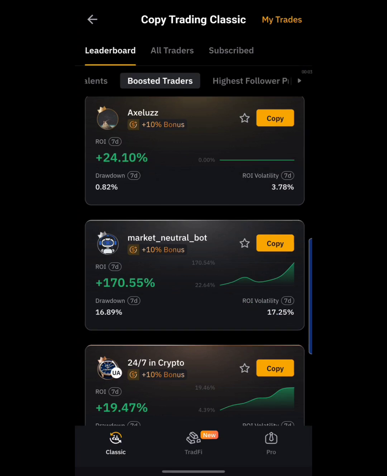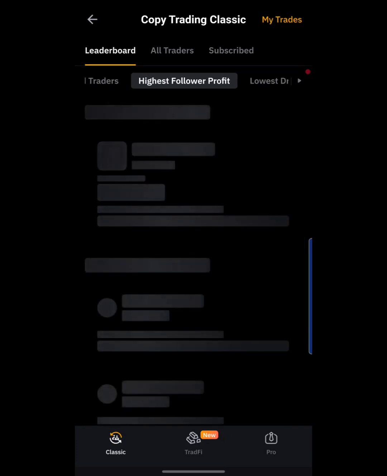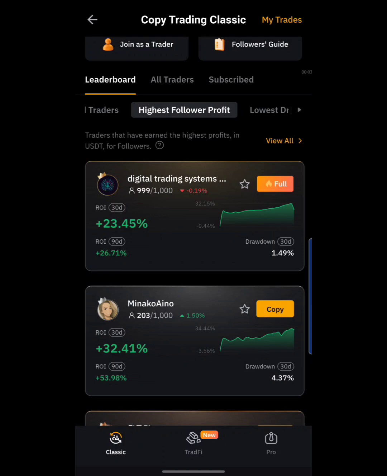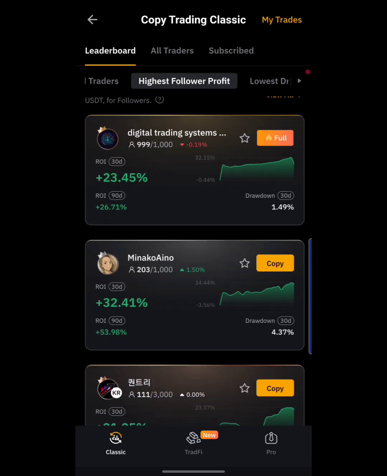But the fact still remains that boosted traders give you a 10% bonus on trades, guys, just like you see right here. Okay, so this is basically all you need to know about the boosted traders. So the next right here is going to be the highest follower profits. Okay, so the highest follower profit traders are traders that have earned the highest profit in USDT for followers, guys. Okay, so these are examples of them right here.